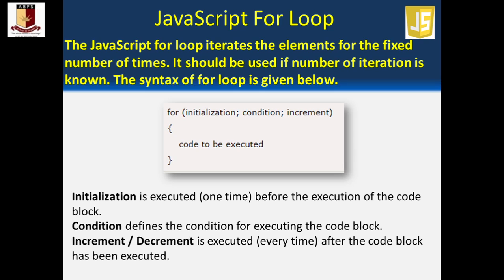Got it? Next is the increment or decrement statement. It increases or decreases the value. Suppose you have to go 10 times and you're starting from 1, so every time the loop is executed once, the value will be increased. The 1 will become 2, then 2 will become 3. If you are not increasing or decreasing the value, the loop will become an infinite loop. Got it? So like this you can use the increment or decrement statement.